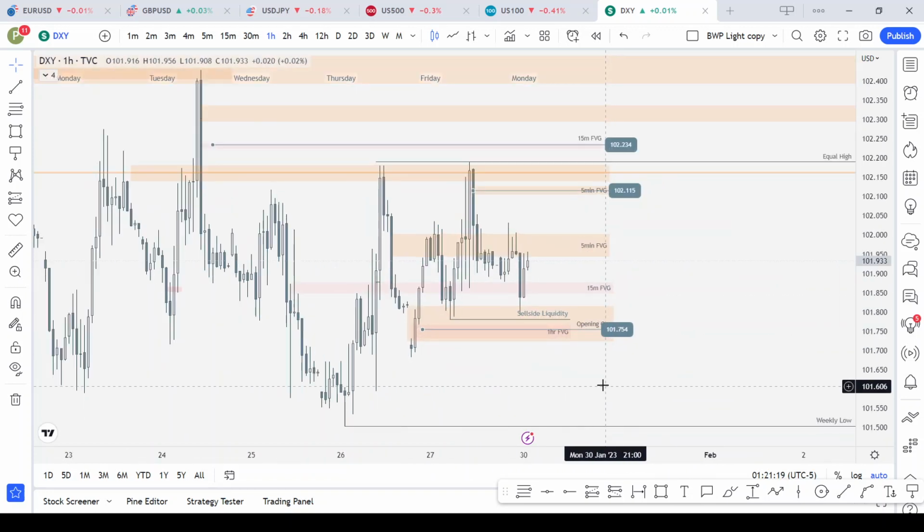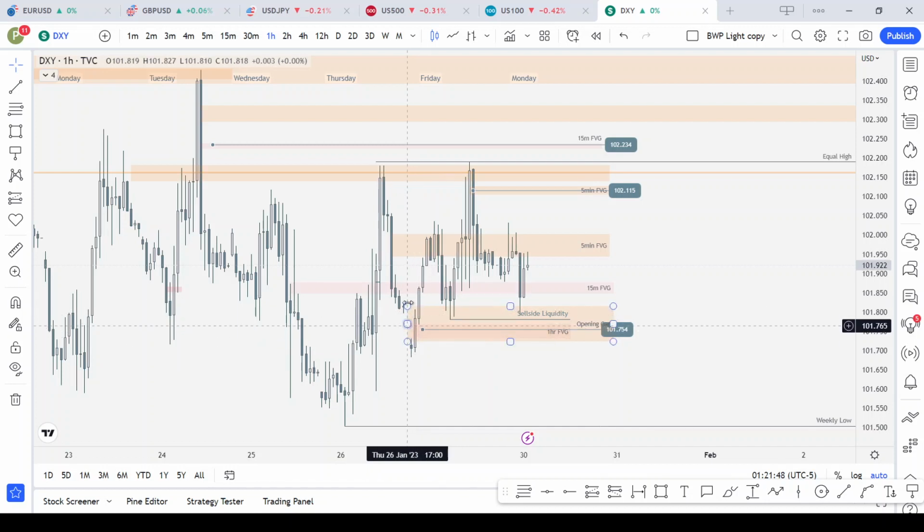But right now I would like to see a rejection from here to drop down to this volume imbalance, and this fair value gap right here. Okay, I would like to see that. If we extend this fair value gap right here out in time, you can see how it held price. So this gap is going to be extremely important for this week. I think that this gap is going to act as support for DXY to run this high.